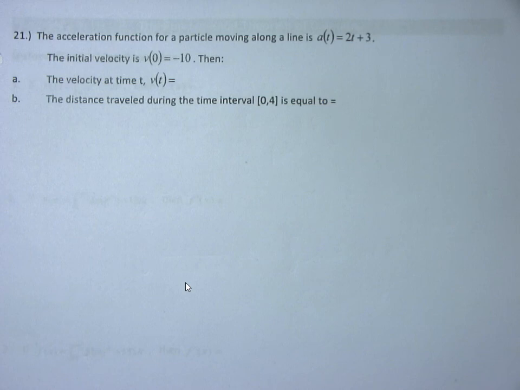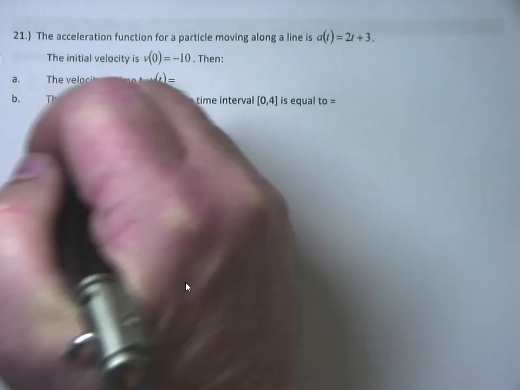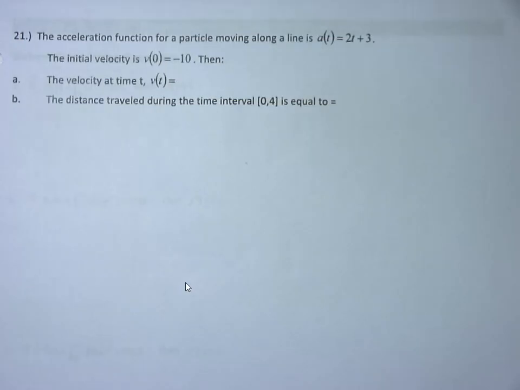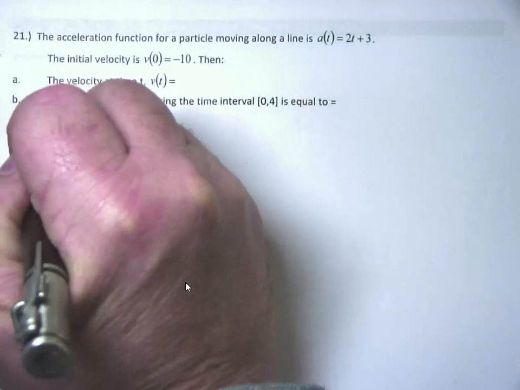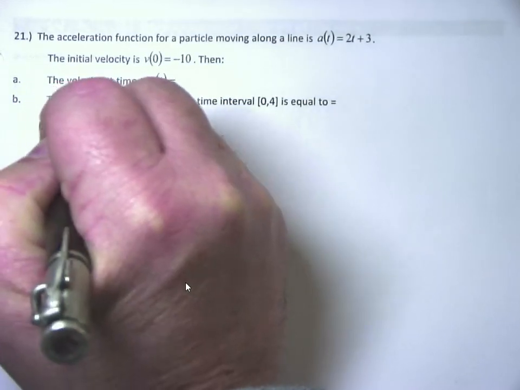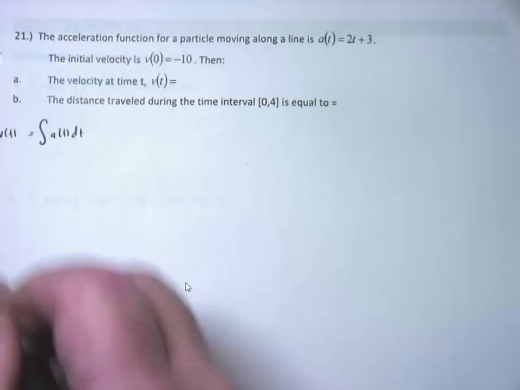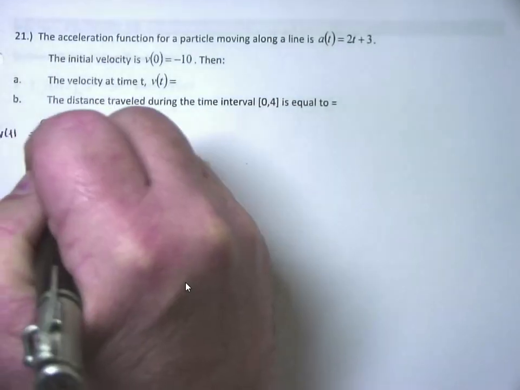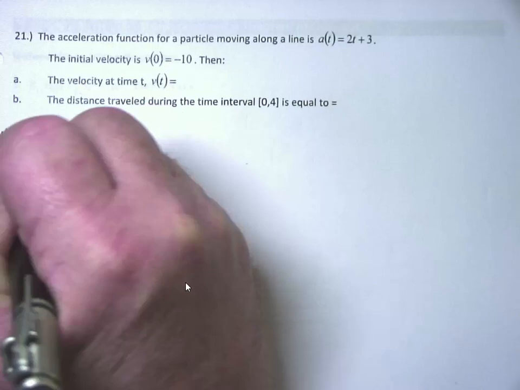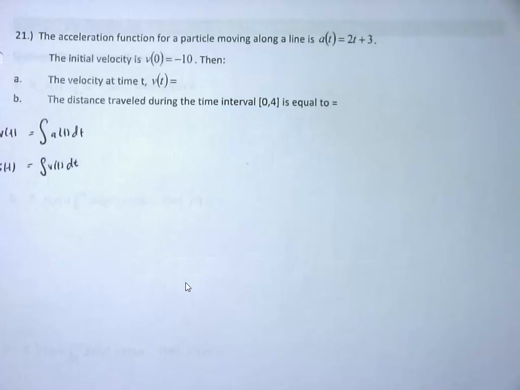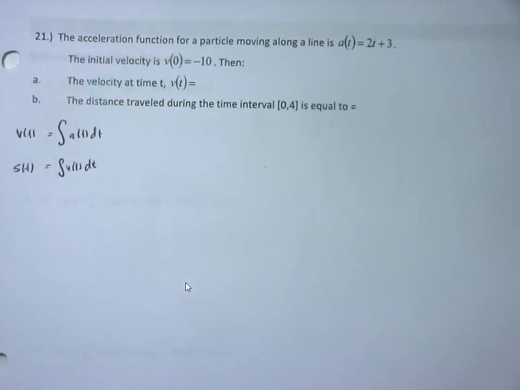All right, first things first. You should know this. When I integrate acceleration, what am I going to get? Velocity. And when I integrate velocity, what am I going to get? Position. We're going in reverse. So the integral of acceleration is the velocity function. The integral of the velocity function is the position function, typically denoted as S of t here.